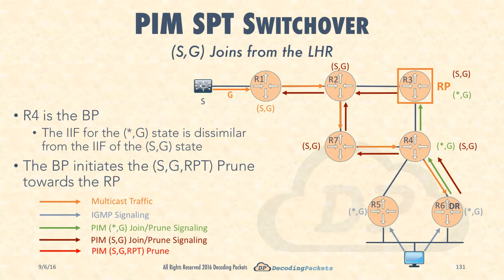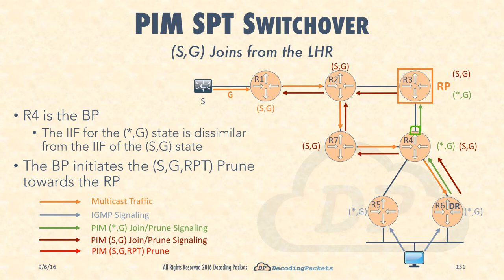As we saw earlier, R4 in our particular topology happens to be the bifurcation point. And why is it the bifurcation point? It's simply because of the choice of the IIF. If you look at the star comma G tree, what is the IIF for the star comma G tree? Why, it's going to be the RPF interface towards the RP. So the choice is very simple. That green interface there happens to be the IIF for the star comma G. It's also the RPF for the RP, which is why it was selected.